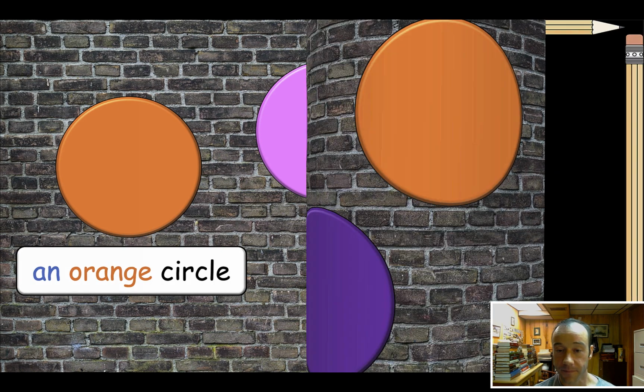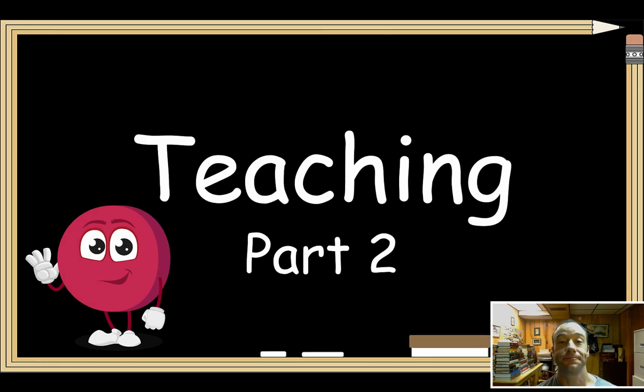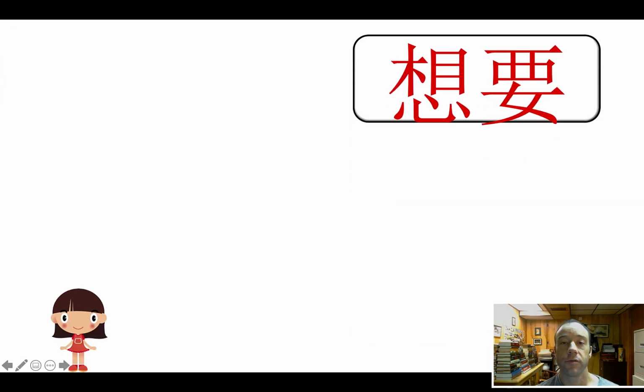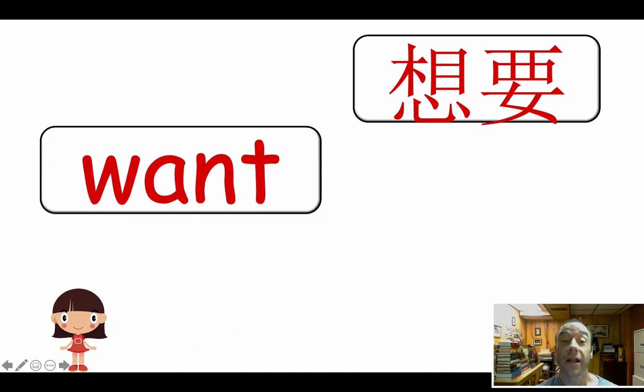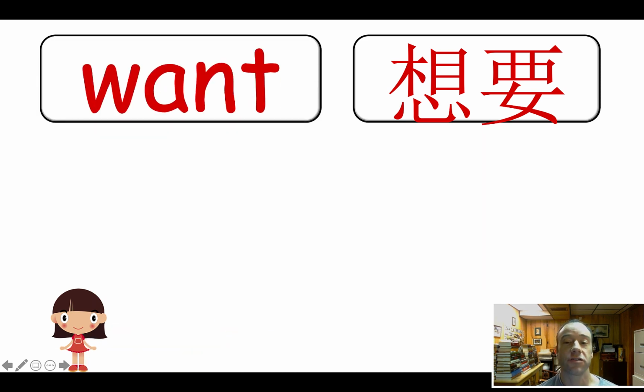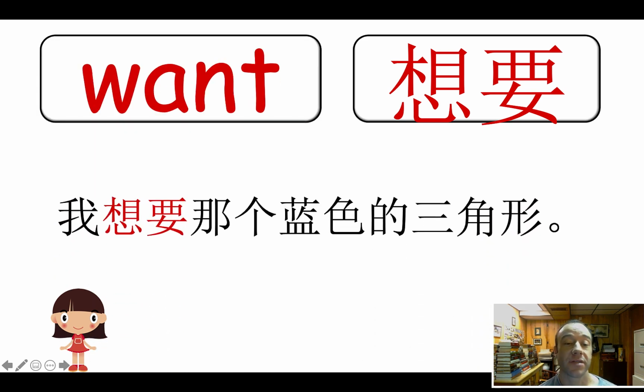Okay, and then let's go on to teaching part 2. Teaching part 2, we're teaching them the word want. Again, show it in their first language first, see if they know it. Show them a sentence in their first language and see if they can say it in English. In China, with grade 1, it's really hit or miss whether or not the kids can even read the Chinese at that age. Just depends.